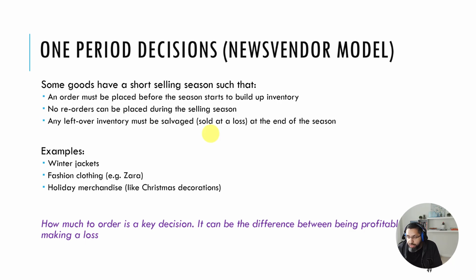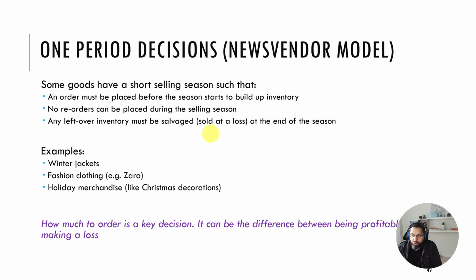So some goods have a short selling season such that an order must be placed before the selling starts. No reorders can be placed during the selling season because the lead time is too long, and any leftover inventory must be salvaged, sold at a loss at the end of the season. So if we have this sort of a setup, we can't use QR or PT systems or the EOQ formula to figure out how much to order.